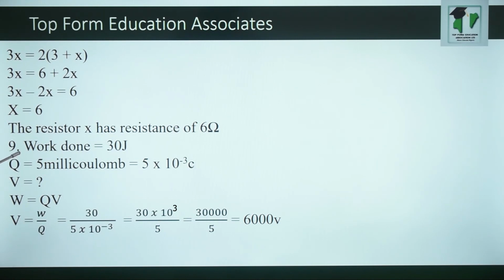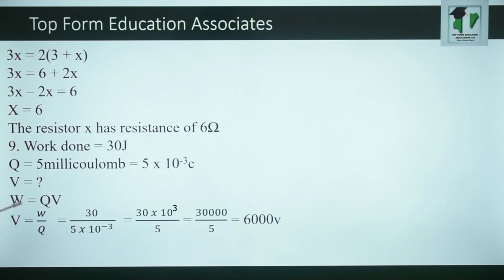Then number 9 question, work done. You're given that the work done is equal to 30 joules. And the charge there is 5 millicoulombs, where milli means 10 raised to the power minus 3. 5 millicoulombs means 5 times 10 to the power minus 3 coulombs. So we're asked to get the potential difference between the 2 points there.